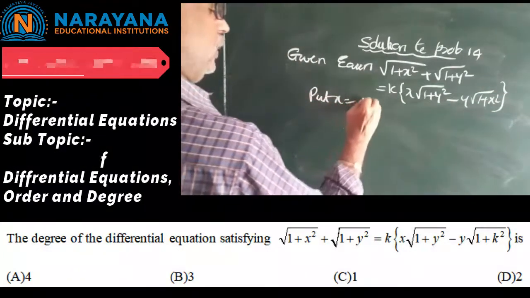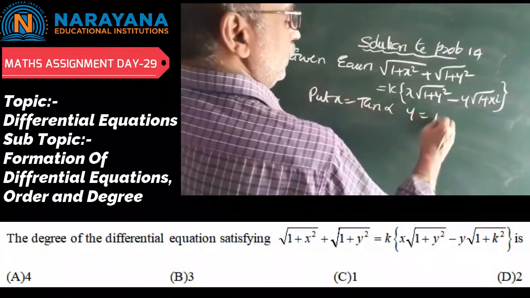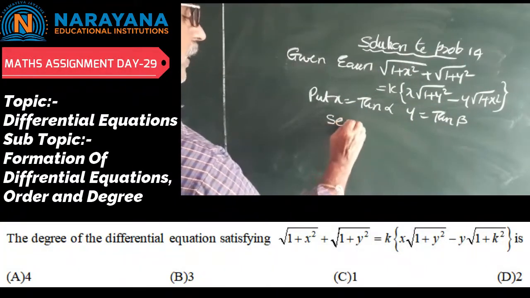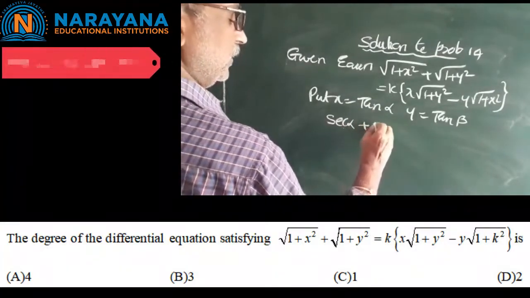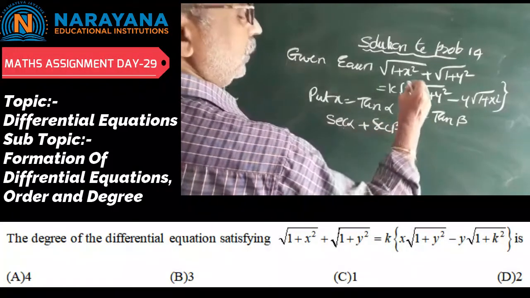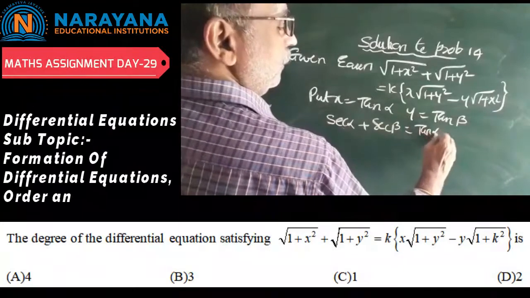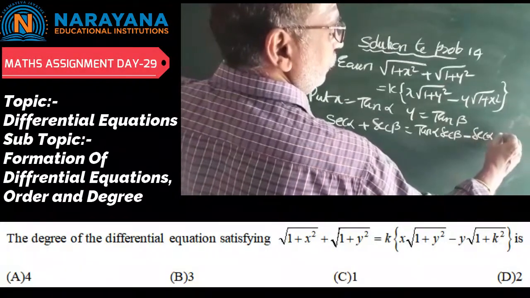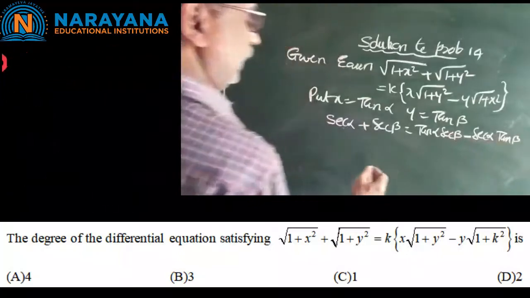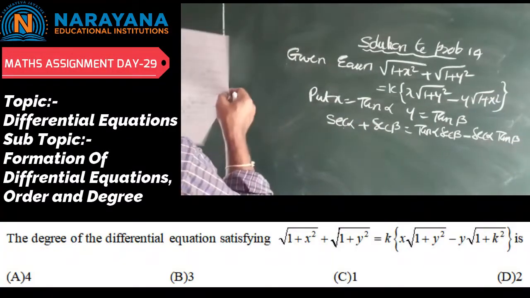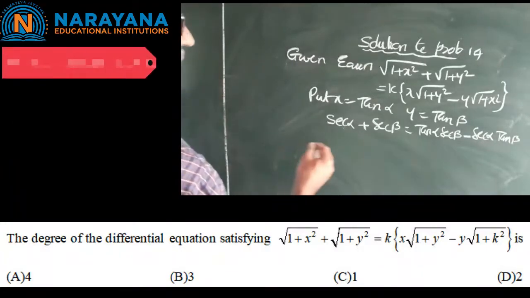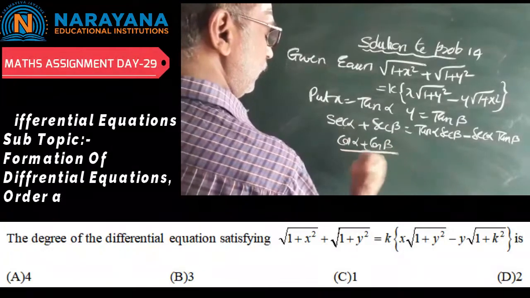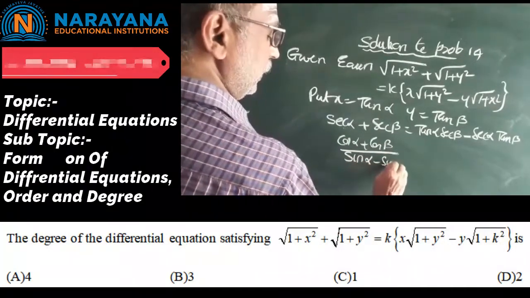Put x equal to tan alpha, y equal to tan beta. So after substituting, you can get secant alpha plus secant beta equal to tan alpha into secant beta minus secant alpha into tan beta. After converting everything in terms of sine and cos, we can get this particular equation as cos alpha plus cos beta divided by sin alpha minus sin beta equal to k.